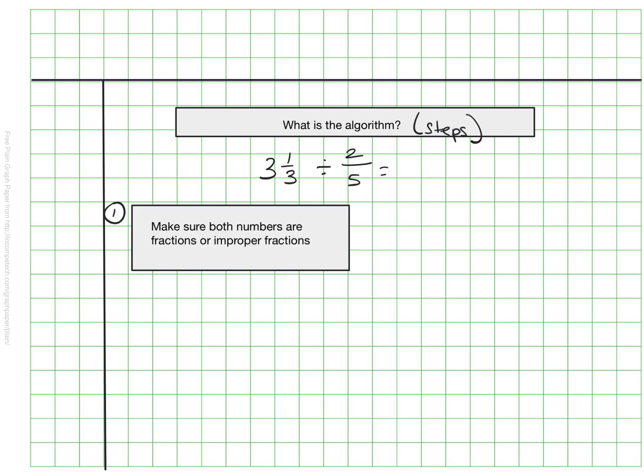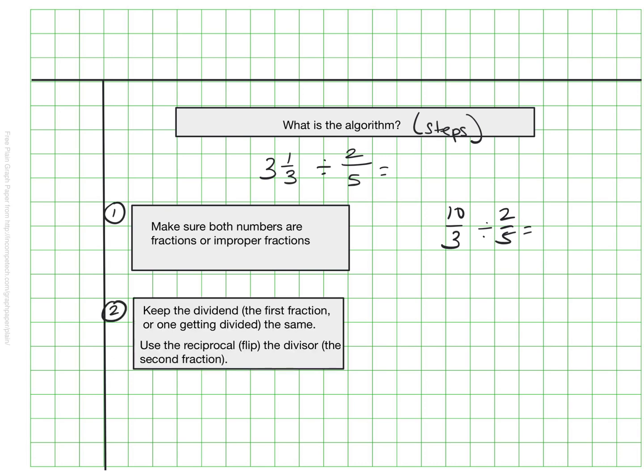So the first thing is to make sure that you're working with fractions. If you have mixed numbers, you have to turn them into fractions. If you have whole numbers, you have to turn them into fractions. So in this case, I would need to change 3 1/3 into 10/3, and 2/5 can stay just as it is. Now I have two fractions.